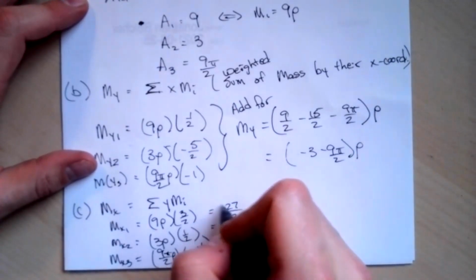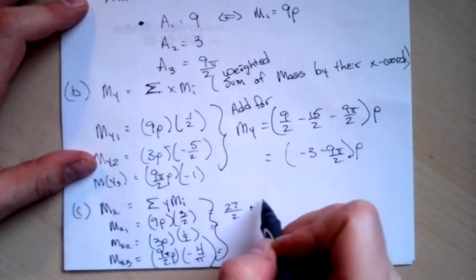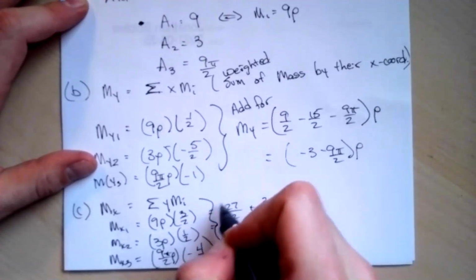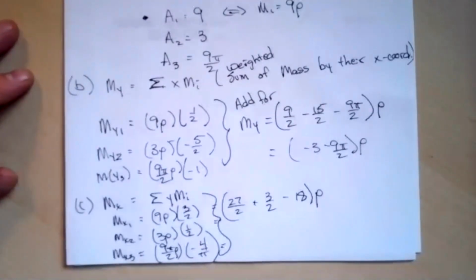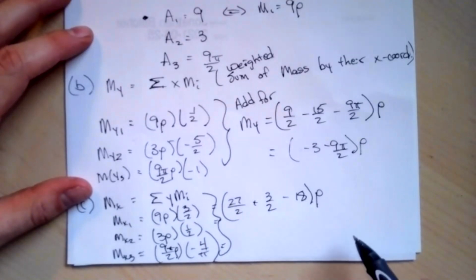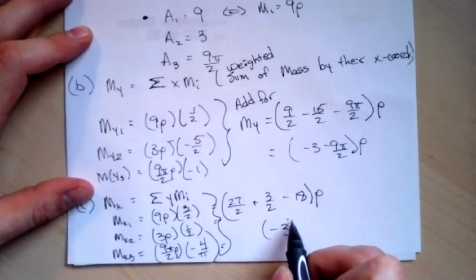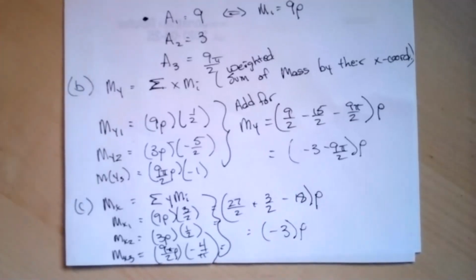So we're going to get, let's just add them all up. 27/2 plus 3/2 minus, pi's are going to cancel, 2 is going to cancel, I'm seeing minus 18. And then everything times rho. So what is that? 27 plus 3 over 2 is 15, minus 18. Looks like we were getting minus 3. So that is our moment about the x-axis.